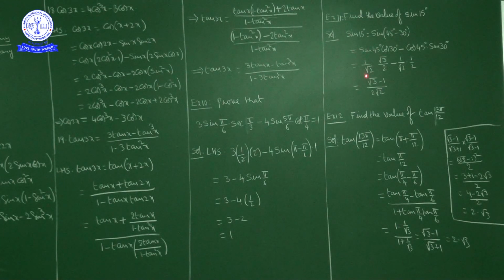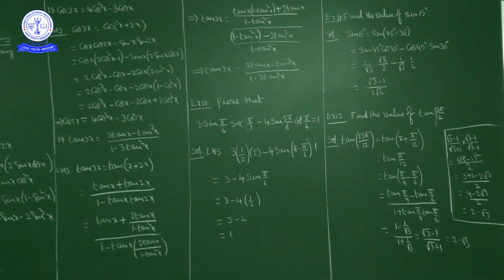Okay, now what is sin 45 degrees value? Sin 45 degrees value is 1 by root 2. Cos 30 degrees value root 3 by 2, minus cos 45 degrees value is 1 by root 2 into sin 30 degrees value 1 by 2. So this is what? Root 3 by 2 root 2 minus 1 by 2 root 2. Okay, LCM is what? 2 root 2. So numerator is root 3 minus 1. So root 3 minus 1 by 2 root 2. Sin 15 degrees value is root 3 minus 1 by 2 root 2.